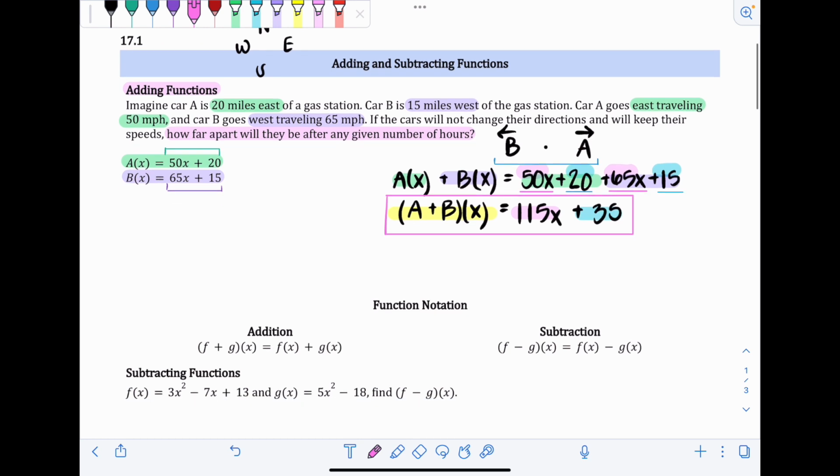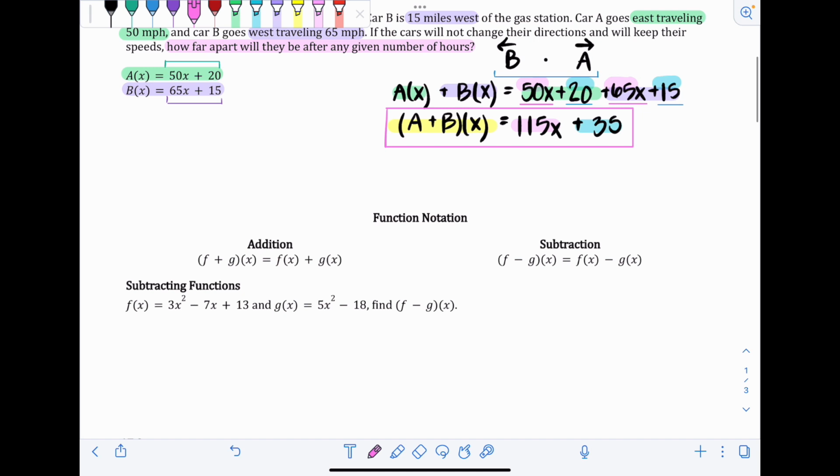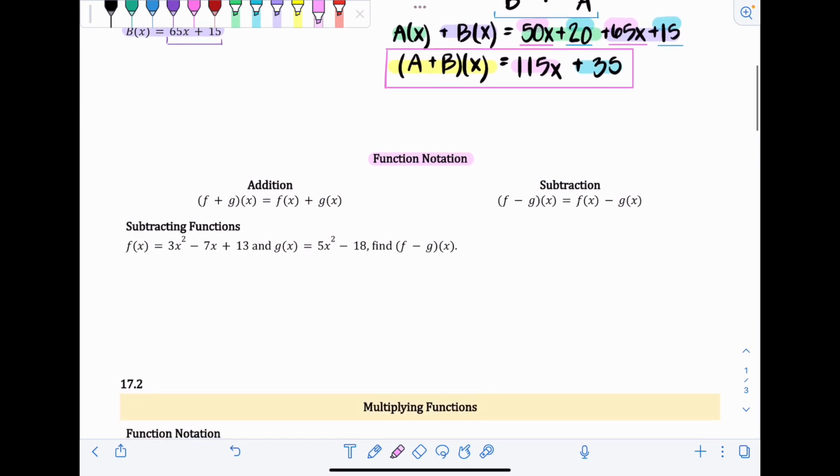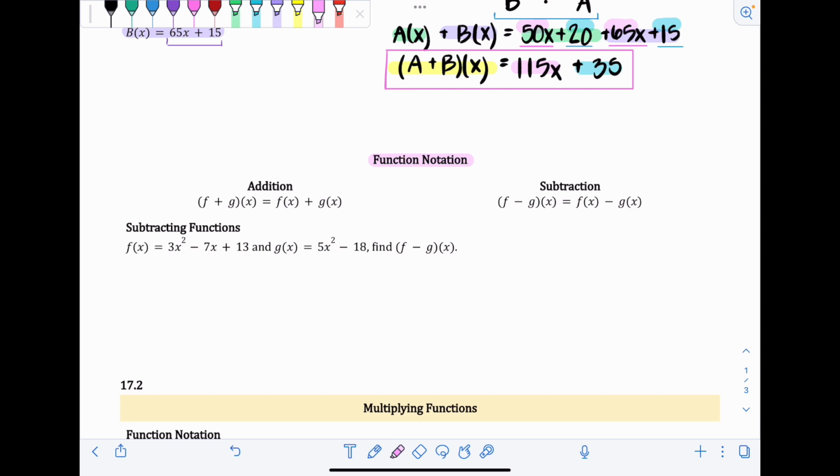Okay, so moving down to the section that says function notation, this is just comparing what I just spoke about with the a plus b of x. Most of the time you'll see f and g, but we want to recognize that these mean the same thing. Under addition, f plus g of x means the same thing as adding f of x plus g of x, just like we did in the last problem.